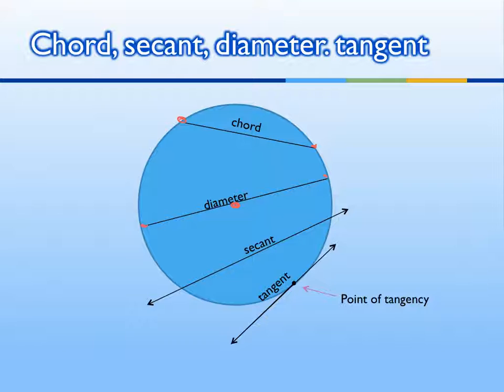Then the secant is a line. Notice the arrows on the end of it, and it's going to intersect the circle at 2 points. And then the tangent line is also going to hit the circle, but only at 1 point. That point where it hits the circle is called the point of tangency. Notice the secant is coming out of the circle. It's not stopping at the edges.